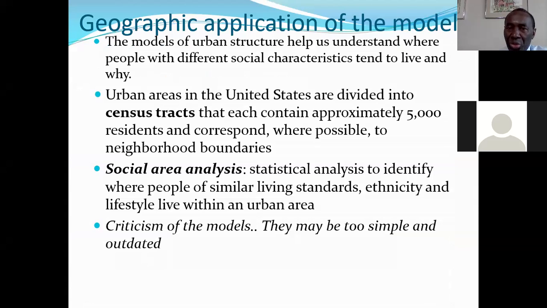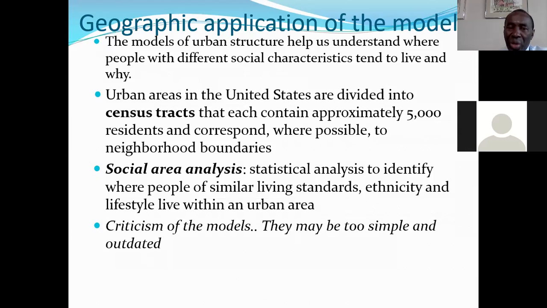Models of urban structure help us understand where people with different social characteristics tend to live and why. Why are there so many African Americans and Black people in Northern Tulsa, for instance? Why are there so many Caucasians in Southern Tulsa? This type of setting plays out in various parts of the United States and in Canada also, and in some other parts of the world.